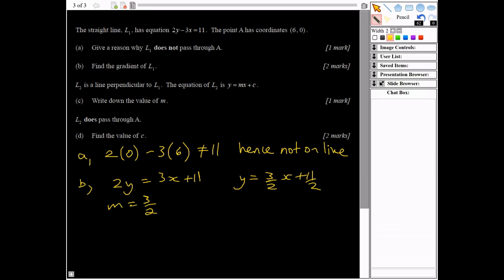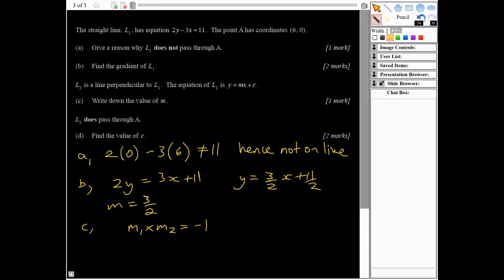All right, then it says line L2 is a line perpendicular to L1. The equation of L2 is y equals mx plus c. Write down the value of m. Now I mentioned in my previous video, not in this one yet, that for perpendicular lines, the gradients have to multiply by each other to make negative 1. So for perpendicular lines, m1 multiplied by m2 is equal to negative 1.